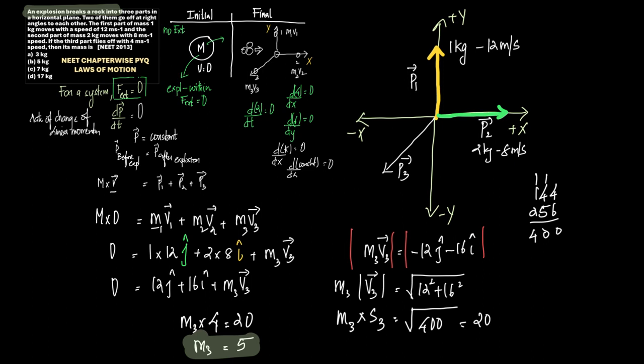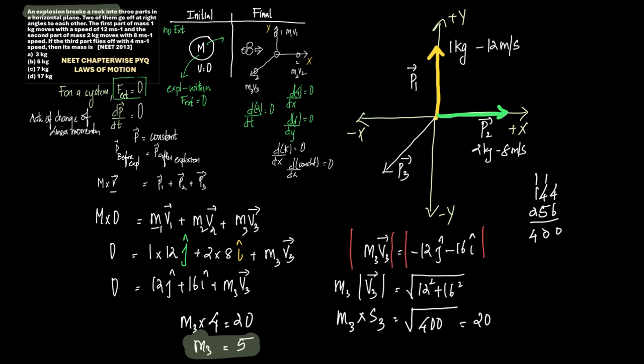So let us go to the question once again. What is the concept? The concept is that if F external is equal to 0, then it implies that the rate of change of linear momentum is equal to 0. And what does it imply? It further implies that the momentum should be a constant. If the momentum is constant, it implies that momentum before explosion should be equal to momentum after explosion. And then we have the vector approach.